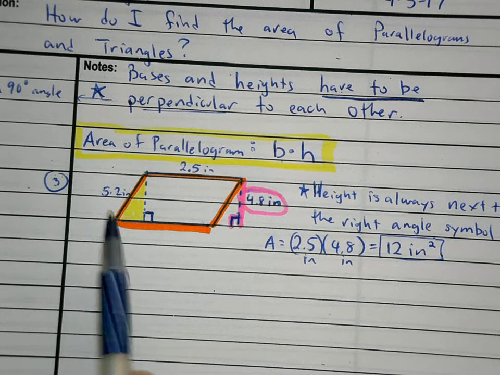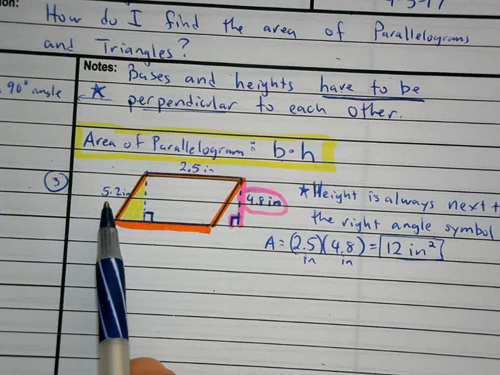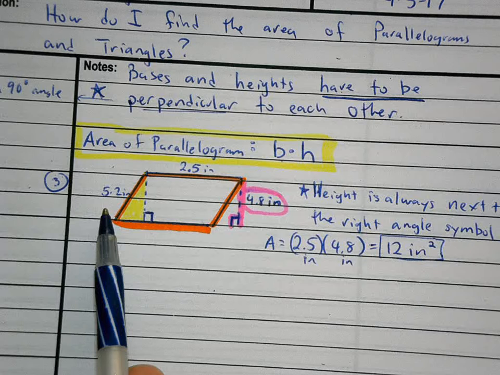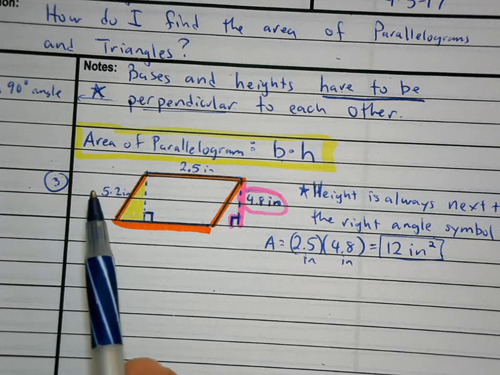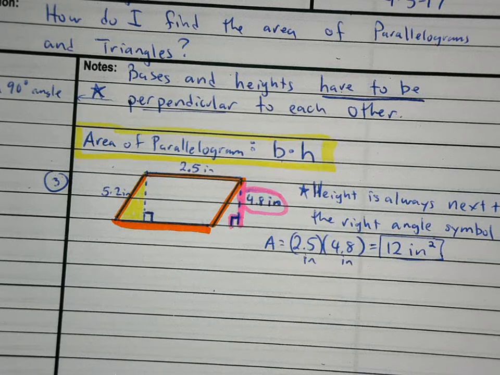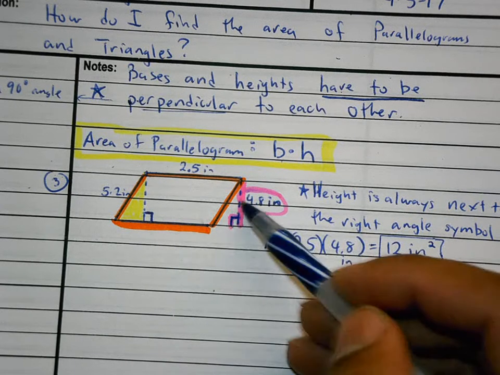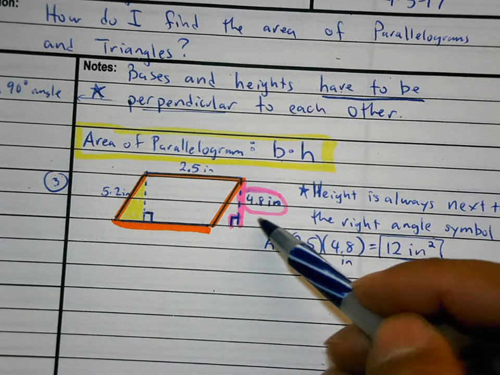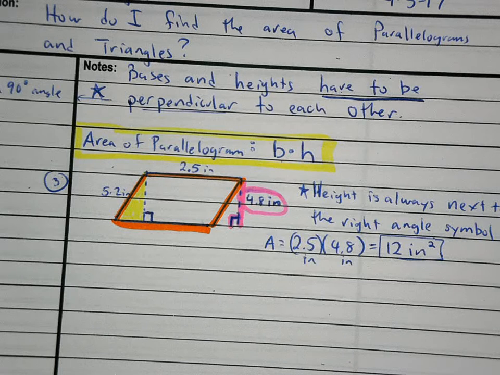So why did they put the 5.2 there? To confuse you. It's there to distract you. You would only use the 5.2 if there was a perpendicular to that base. And sometimes your perpendicular is inside the parallelogram, sometimes it's outside. Don't freak out if the perpendicular height is outside of your shape. Okay, so that brings us to a harder problem, like number 5.